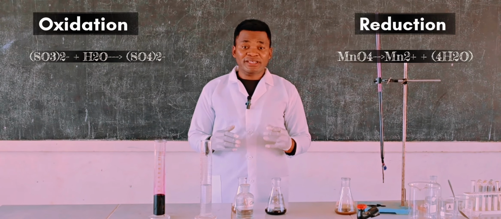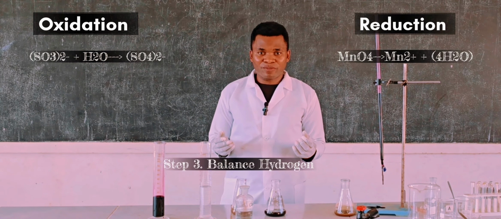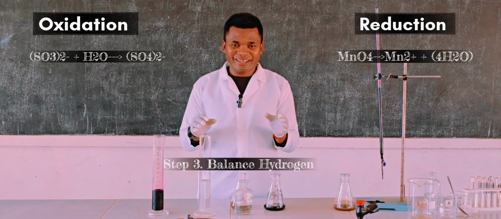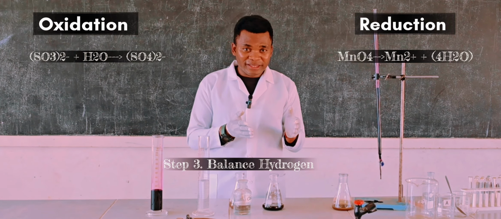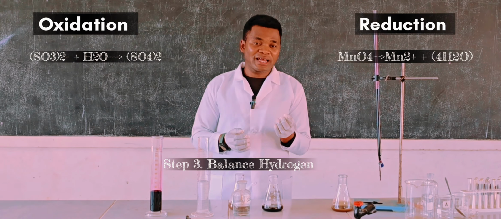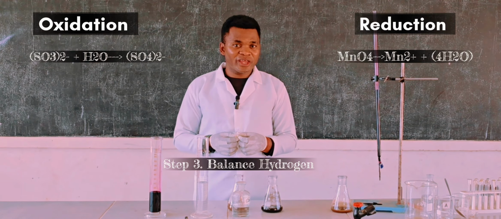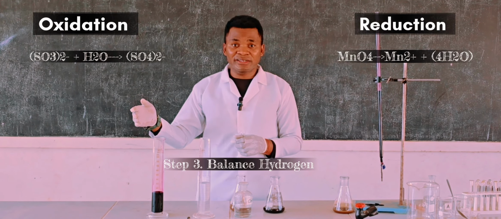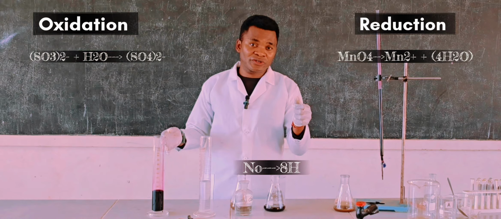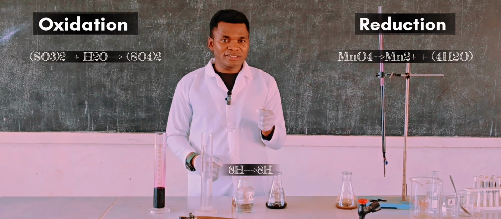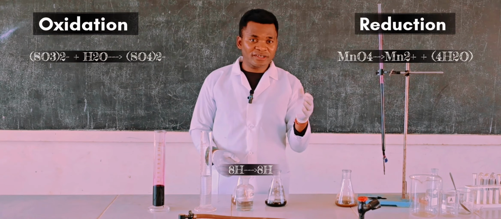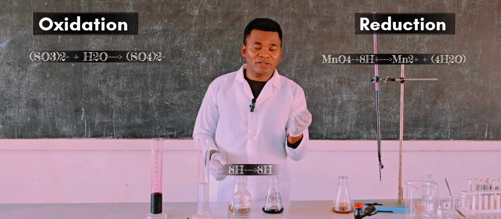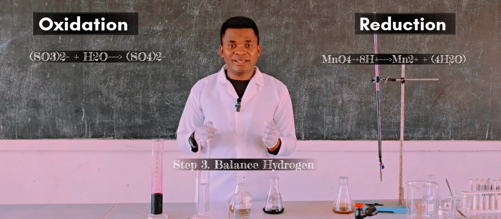Next step is to balance hydrogen. Again, do the same procedure. You just check the hydrogen atoms on both sides. Then the side which has fewer hydrogens, you're going to add hydrogen ions. In my reduction equation, I have 8 hydrogens on the product side, while on the reactant side I don't have any hydrogens. So I'm going to add 8 hydrogen ions to the reactant side to make it balanced. So I have 8 hydrogen on this side and also 8 hydrogen on the product side.